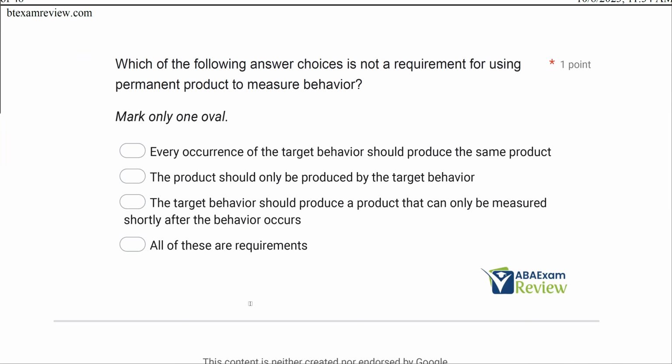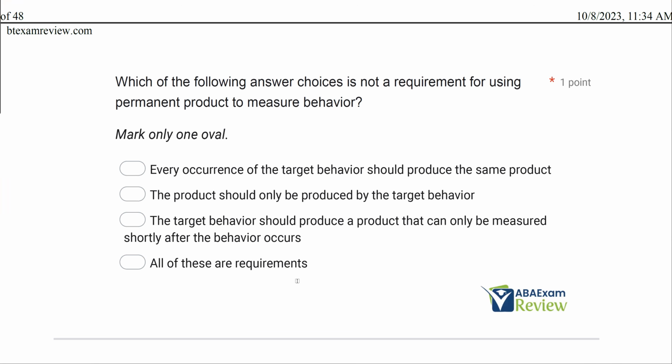Which of the following answer choices is not a requirement for using permanent product to measure behavior? Interesting question. Permanent product is what? Let's start there. Permanent product is when we measure the result or the outcome of behavior, whatever the behavior produces. And we don't have to actually watch the behavior happen. We just measure what the behavior creates or produces. The question is asking, what is not a requirement? Meaning it doesn't have to be present to use permanent product.